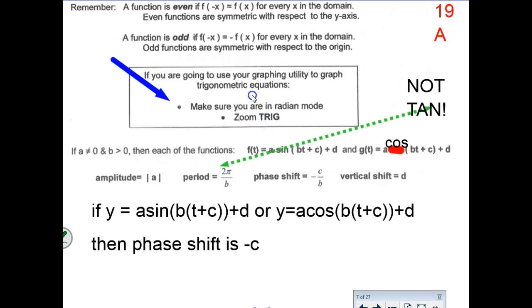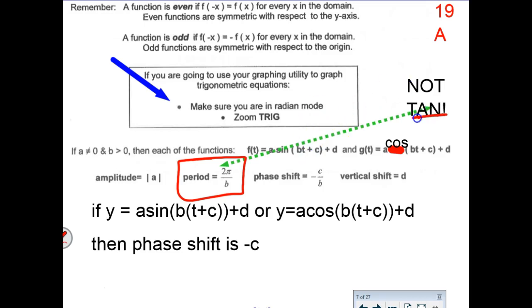However, if you are using it, make sure you're in radian mode, and you might try doing zoom trig before you manually adjust the window after that. Some information. Remember how we kept calculating period as being 2 pi over b? Well, that's not true for all trig functions. That's only true for sine, cosine, and their reciprocal buddies.